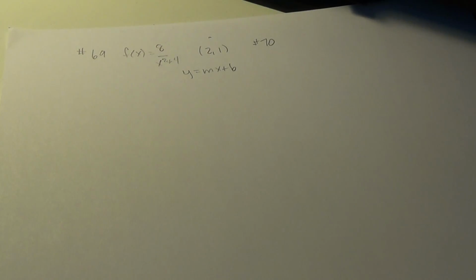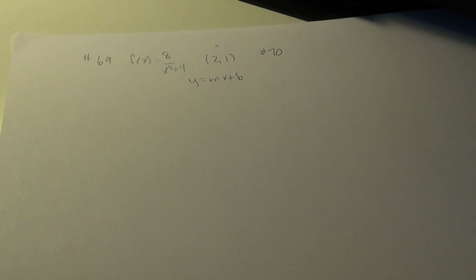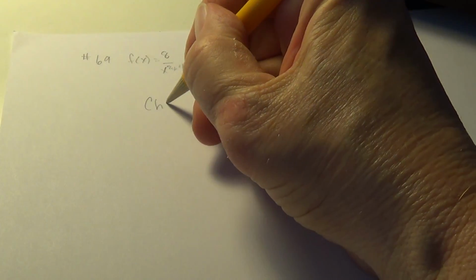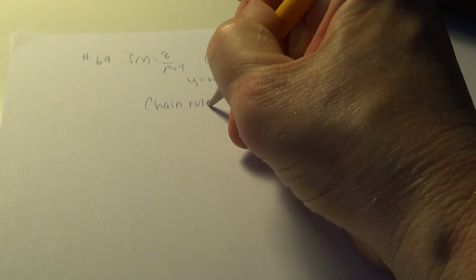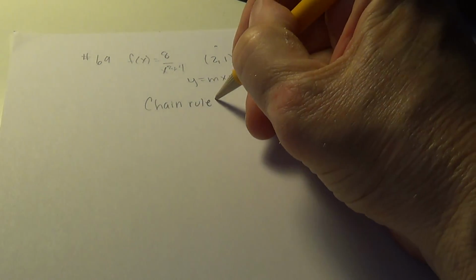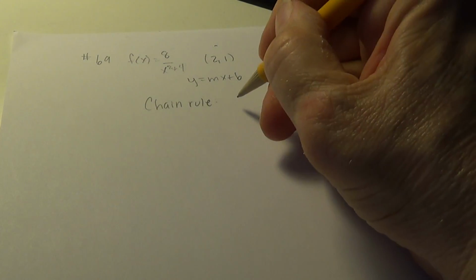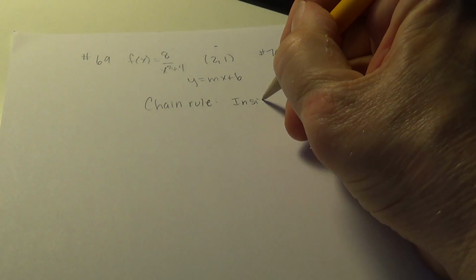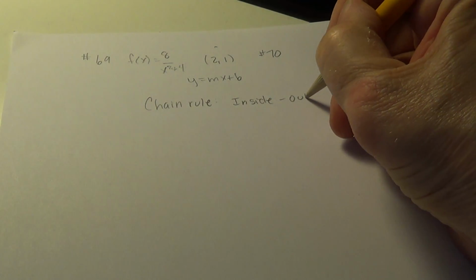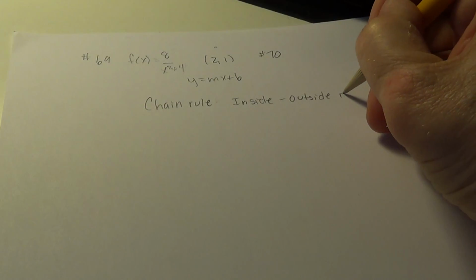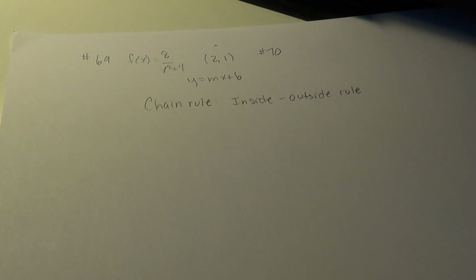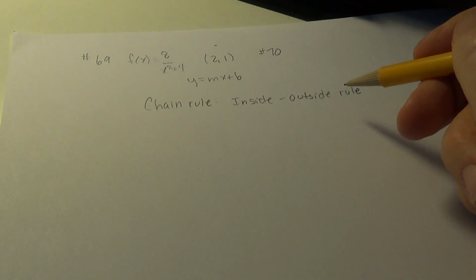Let's look at our topic for today. It is the chain rule. And the chain rule is called the inside-outside rule as well. I probably will forget to call it that because I was raised on the chain rule, but it does give a little more meaning to what it's about. So I'll show you both names.